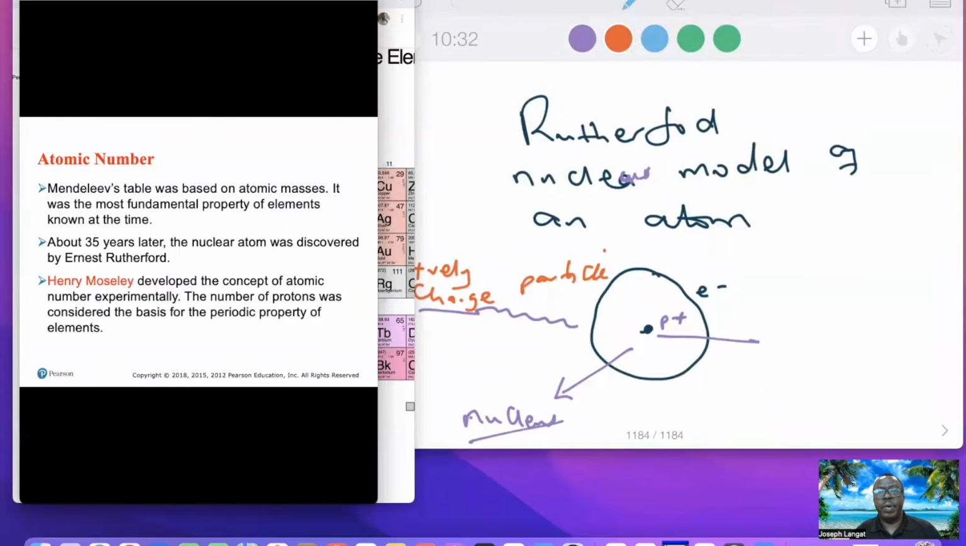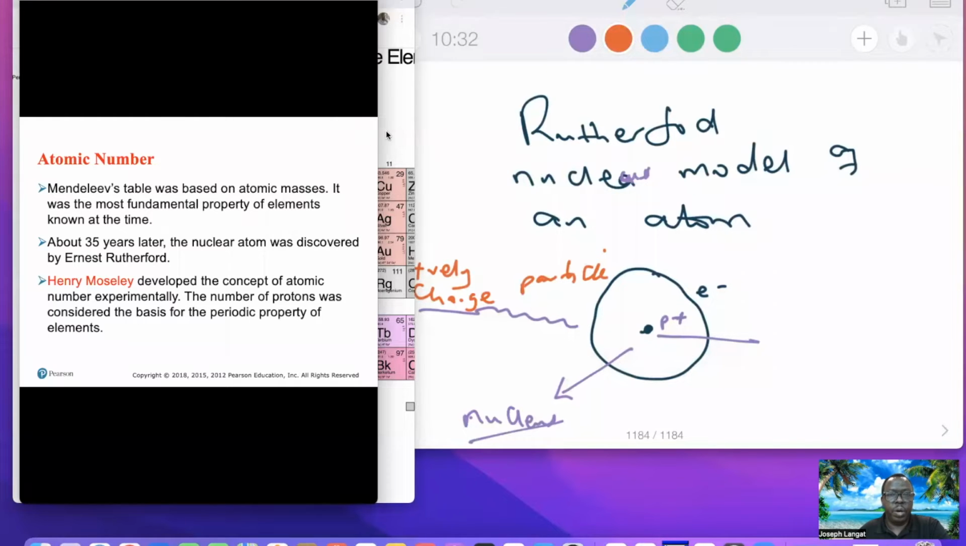For the nucleus of argon, we have 18. So 18 for argon, 19 for potassium. Understand that Moseley developed that by bombarding the nucleus of each element and counting the number of positive charges. And the number of protons here was considered to be the basis for the periodic property of elements increasing.